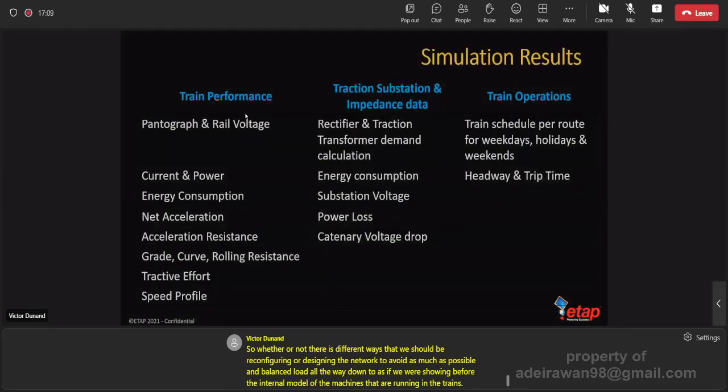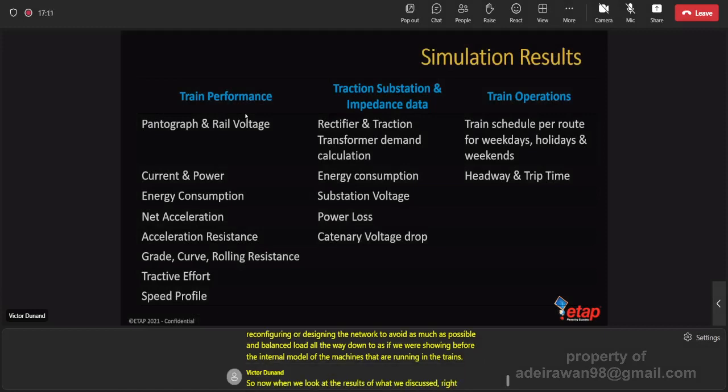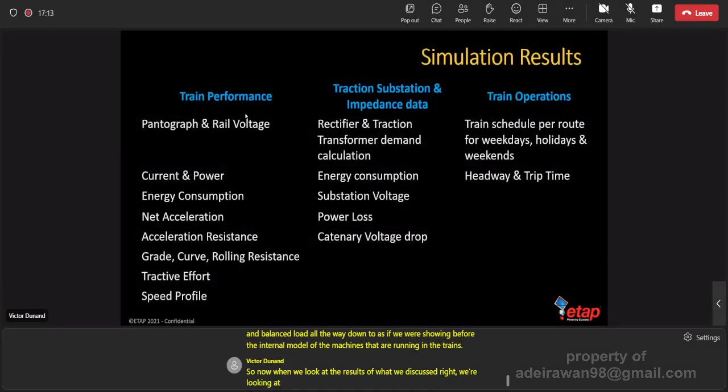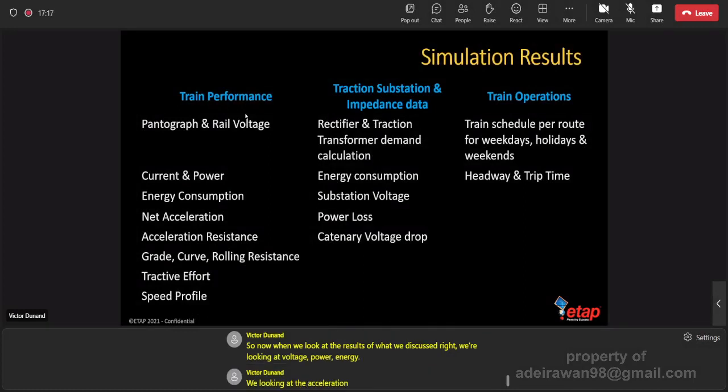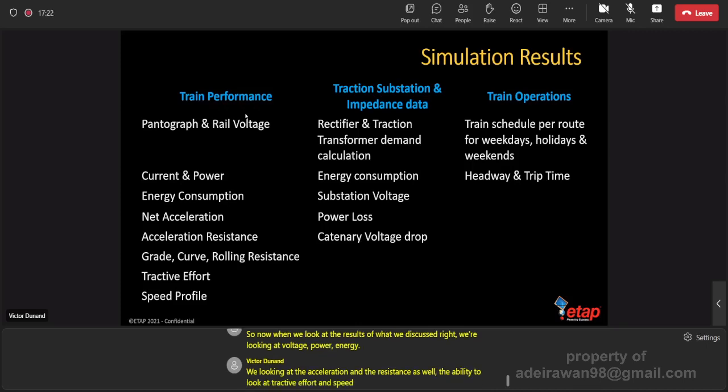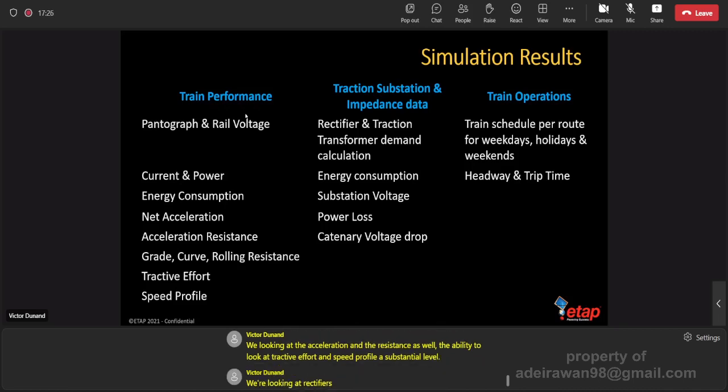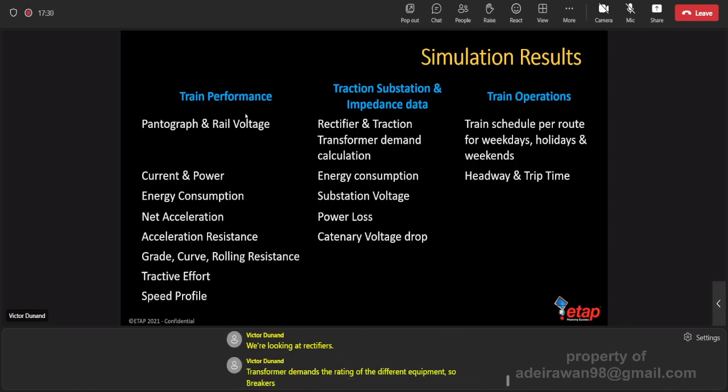So now when we look at the results of what we discussed, we're looking at voltage, power, energy. We're looking at the acceleration and the resistance as well. The ability to look at tractive effort and speed profile. At a substation level, we're looking at rectifiers, transformer demands, the rating of the different equipment, so breakers, bus bars, etc. Potential losses and voltage drop.